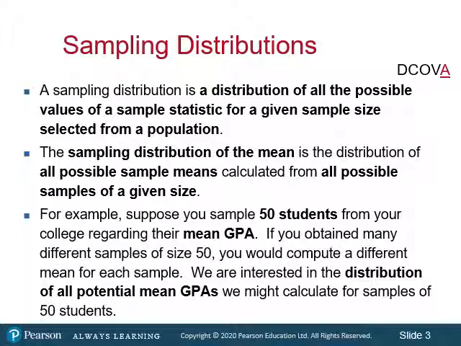For example, suppose you sample 50 students from your college regarding their mean grade point averages. If you obtain many different samples of size 50, you would compute a different mean for each sample. We are interested in the distribution of all potential means of the grade point averages. Thus, we might calculate for samples of 50 students.